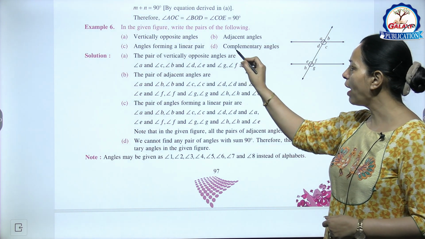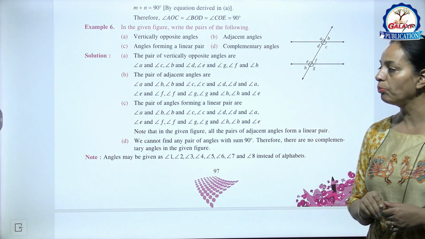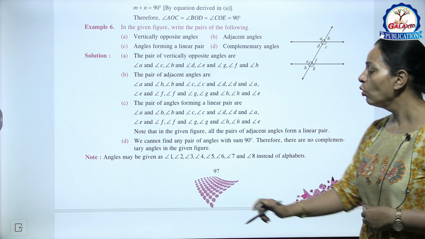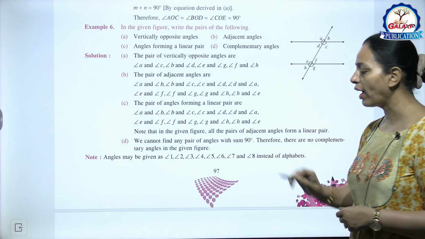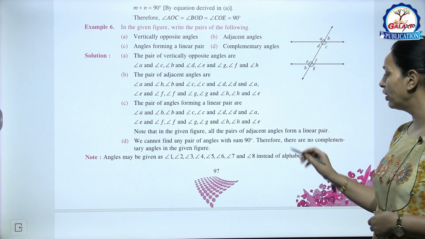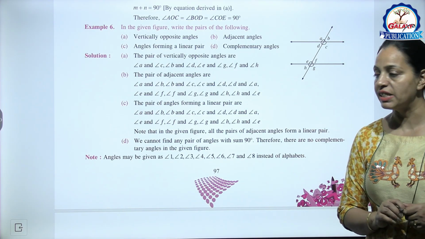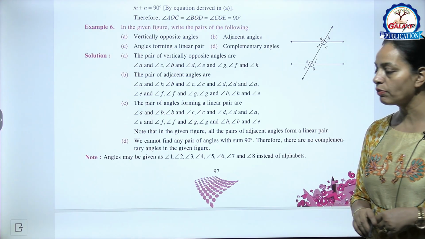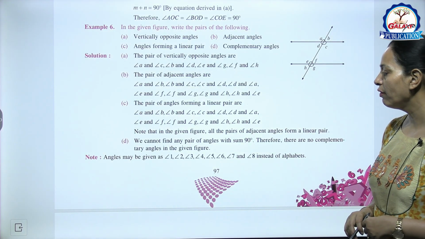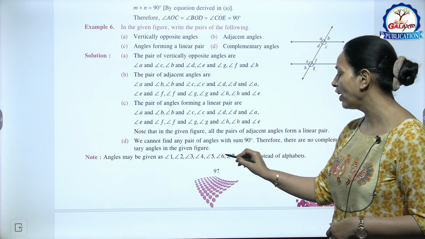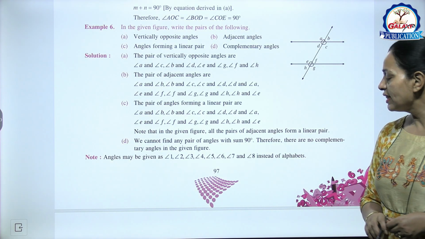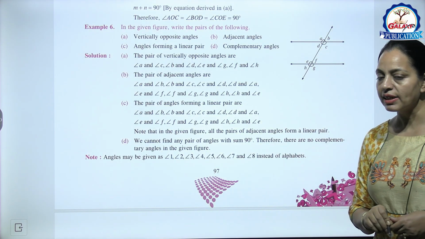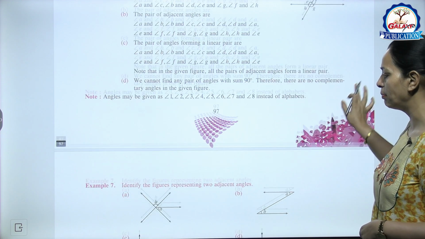Now the next D part, complementary angles. Complementary angles means their sum is 90 degrees. So we cannot find any pair of angles with sum 90 degree. Therefore there are no complementary angles in this figure. Okay. Now there is one point. Angles may be given as 1, 2, 3, 4, 5, 6, 7 and 8 instead of alphabets. We can mark 1, 2, 3, 4 here as well as alphabets, right?